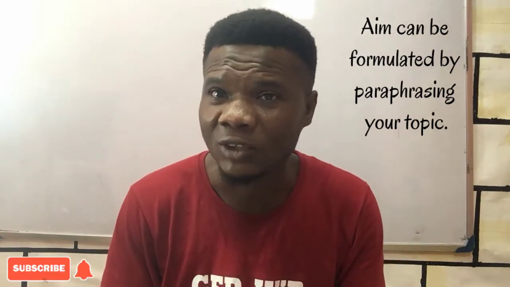You can paraphrase that topic to get what we call an aim. So you can put your aim in this manner: the aim of this study is to analyze the impact of X on Y. Or you can paraphrase it in this manner: this project is aimed at analyzing the impact of X on Y, full stop. So one way to write out a good aim is to look at your topic and paraphrase it.